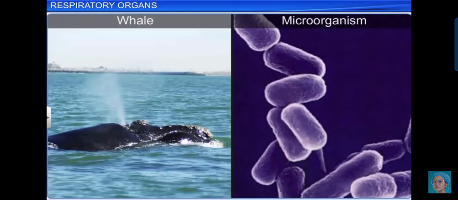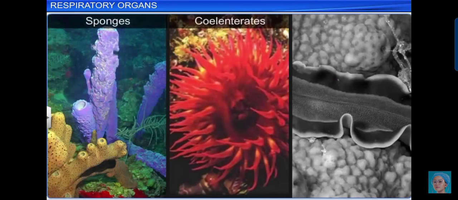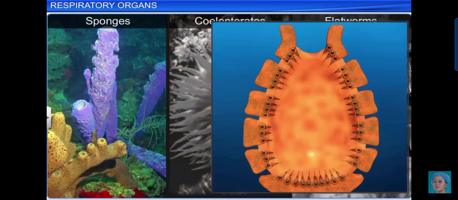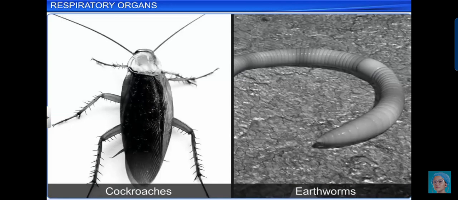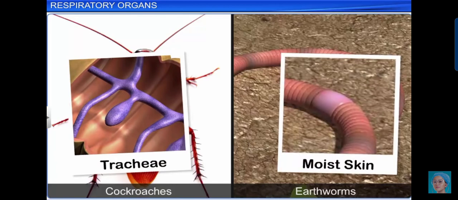However, the mechanism of breathing varies depending on the habitat and level of organization of an animal. Lower invertebrates such as sponges, coelenterids, and flatworms exchange gases by simple diffusion through their body surface. In insects such as cockroaches and earthworms, tubular extensions of the body wall, called tracheae, and moist skin help transport atmospheric air throughout the body.